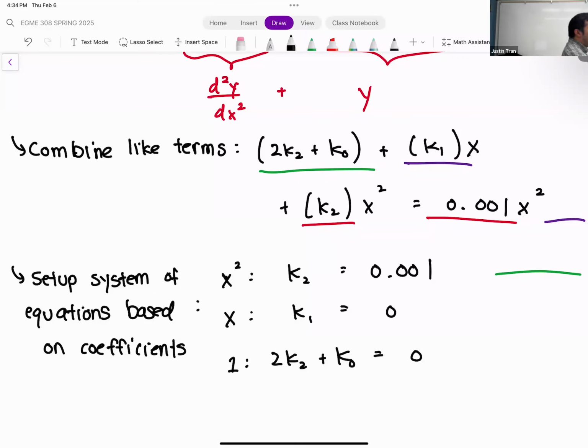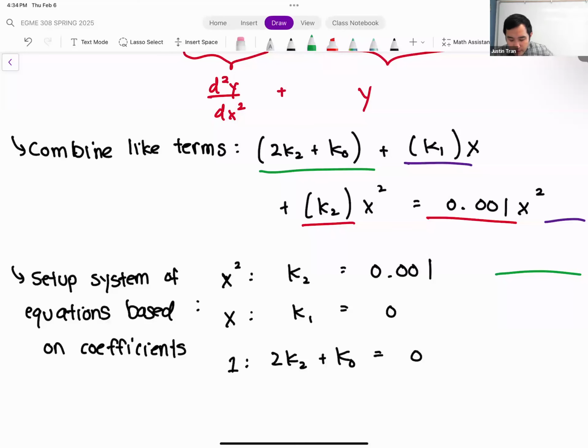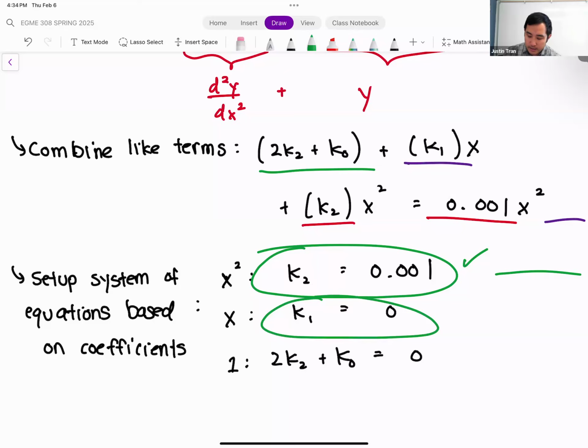And then finally, for the last equation, for the constant term, we have 2K2 plus K0 on the left-hand side. And then on the right-hand side, we have nothing, because there's no constant term. So that means 2K2 plus K0 must equal 0. Okay, so let's go ahead and solve this system here. So right away we see K2 is equal to 0.001. K1 is equal to 0, so that one's also very easy.